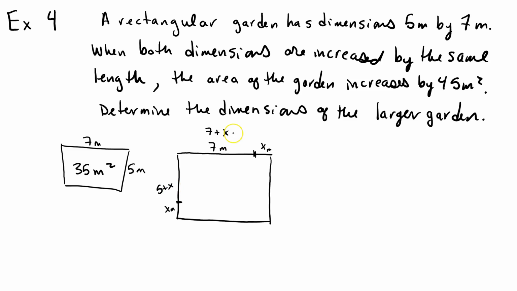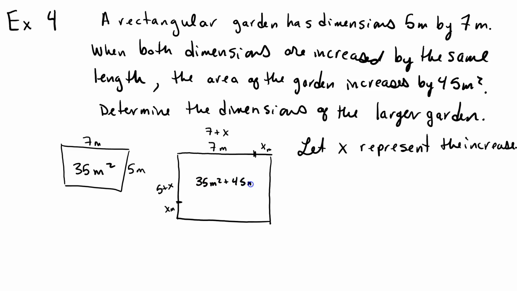Now, as we have introduced a new variable, let's define it first. So let x represent the increase. We know that the increase of the length and width have resulted in an increase of 45 meters squared. So that means it's 35 meters squared plus 45 meters squared for a total of 80 meters squared.